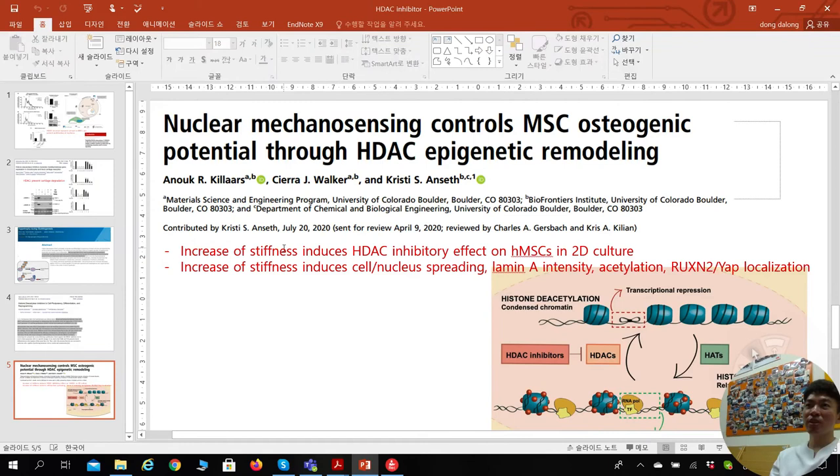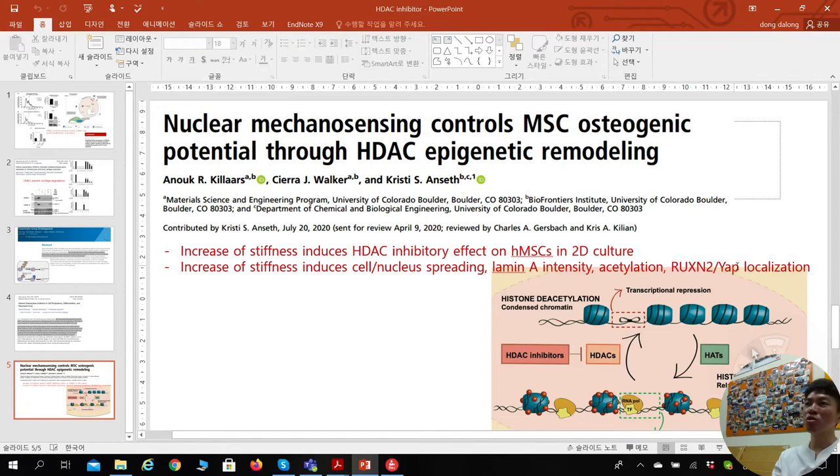And this paper is very simple. It was performed by Kristi Anseth, a very famous woman scientist at Colorado University. An increase of stiffness using the gel induced an HDAC inhibitor effect, which means turning on certain genes in human MSC in 2D culture. Specifically, this increase of stiffness on human MSC induces cell nucleus spreading, lamin intensity increase, which means nuclear tension increase, more acetylation, and then more nuclear localization of YAP.